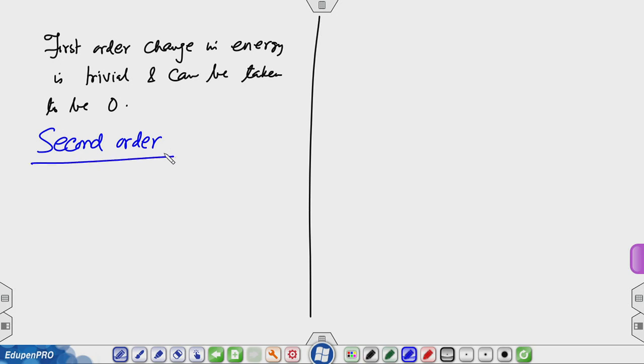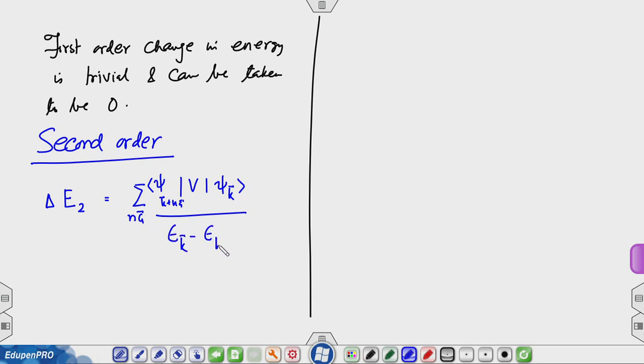Again, recall that the second order change delta E 2 is going to be summation n g, g is the smallest one. So, I am just writing that n there, V, psi k, psi k plus n g, over E k minus E k plus n g.